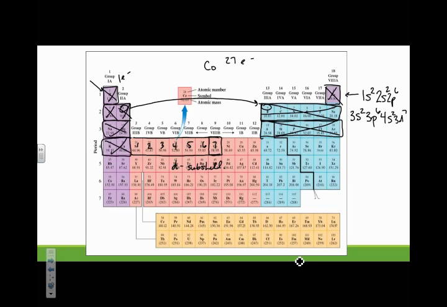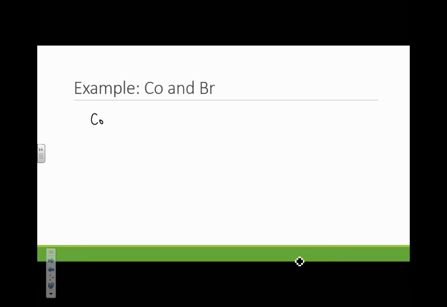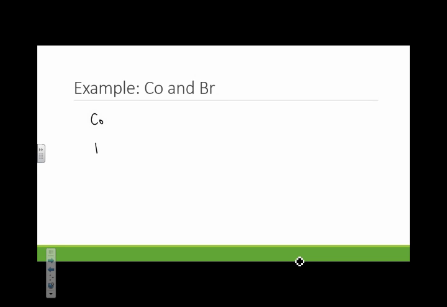Okay, now that I've totally mucked that one up, let's go ahead and do bromine. How about you take a moment and try bromine on your own, and then we'll come back and do it together. Okay, so for bromine, we're still starting in the same place. We still start with hydrogen and helium, so we still start with 1s2.